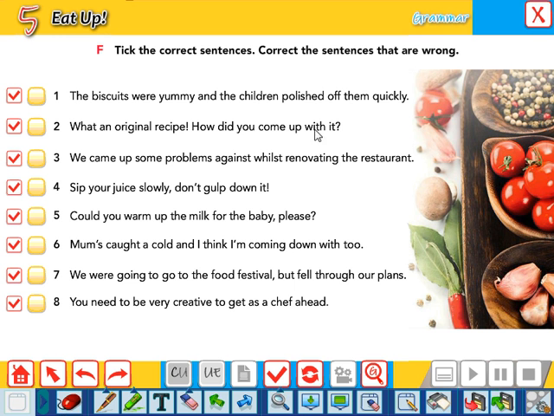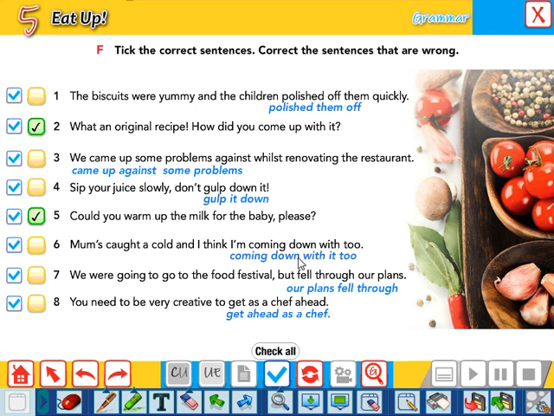What an original recipe. How did you come up with it? We came up some problems against. Let's check the answers. Came up against some problems.